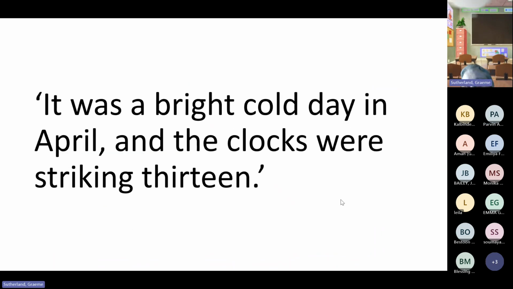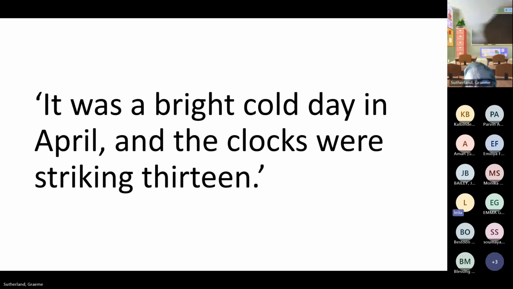Here's some examples of opening lines from books. "It was a bright, cold day in April and the clocks were striking 13." Why is this a different type of opening line? What is different about it? What's difficult about it? What stops this being a boring opening line?